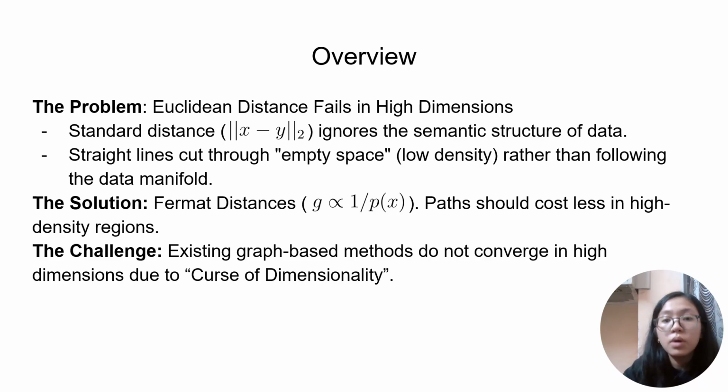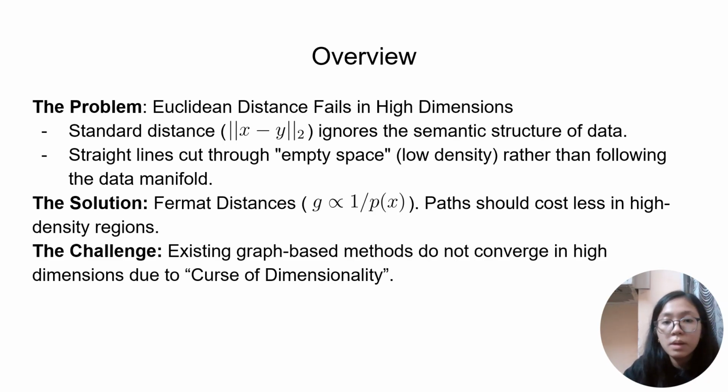To address this, we look at Fermat distances. Here the idea is that the cost of moving through a region should depend on its density. So paths should be cheaper in higher densities where real data is concentrated and more expensive in low density regions.